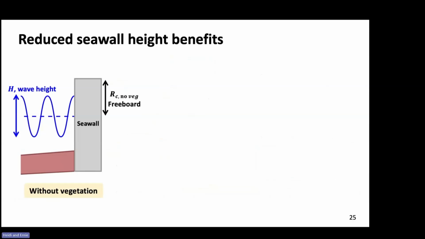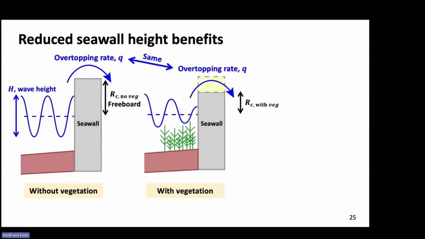Here is a schematic of a case without vegetation. Freeboard is the distance between the water level and the top of the seawall. With a known freeboard, we can get an overtopping rate, which is the rate of volume of water going over the seawall. In the scenario with vegetation, if we want to have the same level of coastal protection, we would have the same overtopping rate. And this will give us a freeboard with the consideration of vegetation drag.